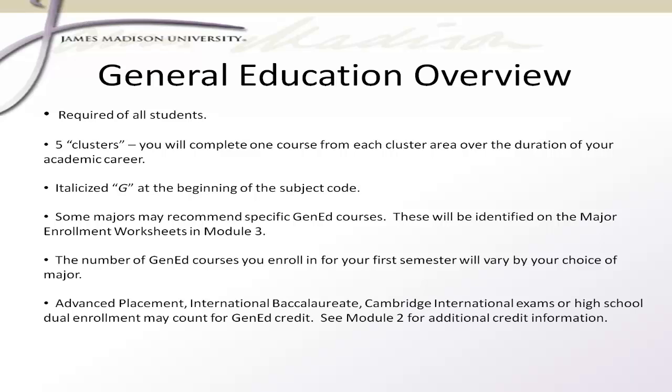It is possible that you already have credit for Gen Ed courses through advanced placement exams, international baccalaureate exams, the Cambridge International Exam, or dual enrollment credit for taking college credit while still in high school. For example, you may have credit for freshman writing through a dual enrollment course or AP, IB, or CIE credit from high school. I will mention areas of credit for each cluster as we proceed through the Gen Ed checklist. You will find information regarding passing scores and the JMU credit equivalent from AP, IB, and CIE credit in Module 2.